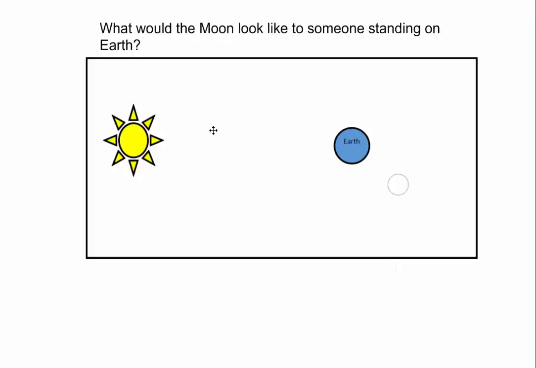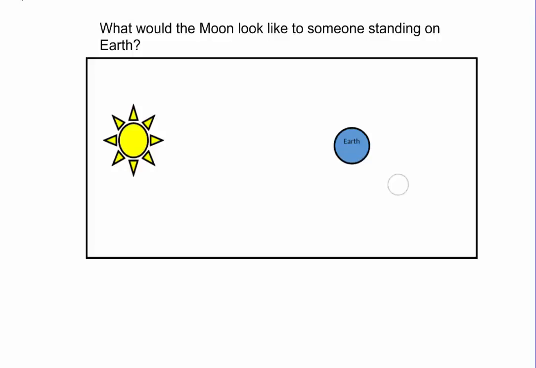Okay, the first step in solving this question, what would the moon look like to someone standing on the Earth? If you were standing here on Earth and you were looking up at the moon, what would it look like? What moon phase would it be? Which parts would be lit? Which parts would be dark? The first step in solving this problem is to see where the sun is lighting up.